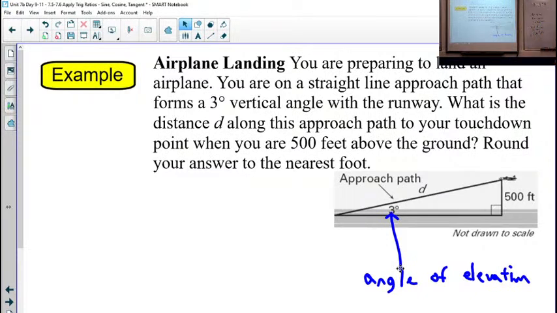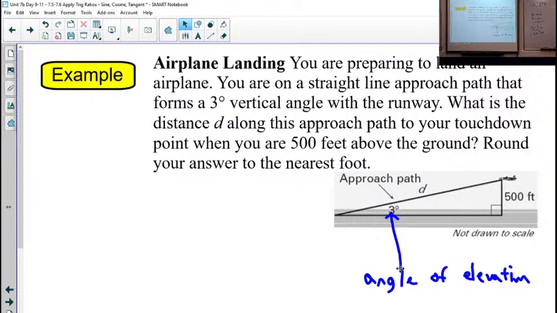I'll pause for a moment here and let you work and solve. It says round your answer to the nearest foot. So instead of going to the nearest tenth, it's asking for rounding to the nearest whole number here. So most of the time we round to the nearest tenth, but this problem specifically asks us for the nearest whole number as far as rounding.